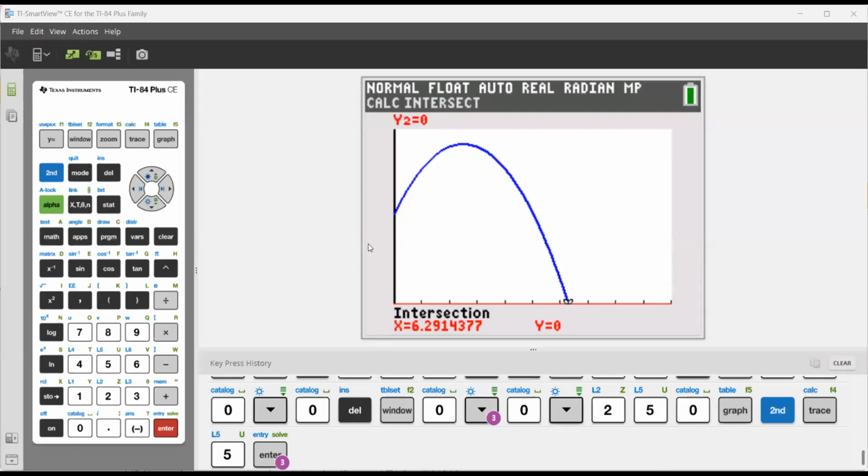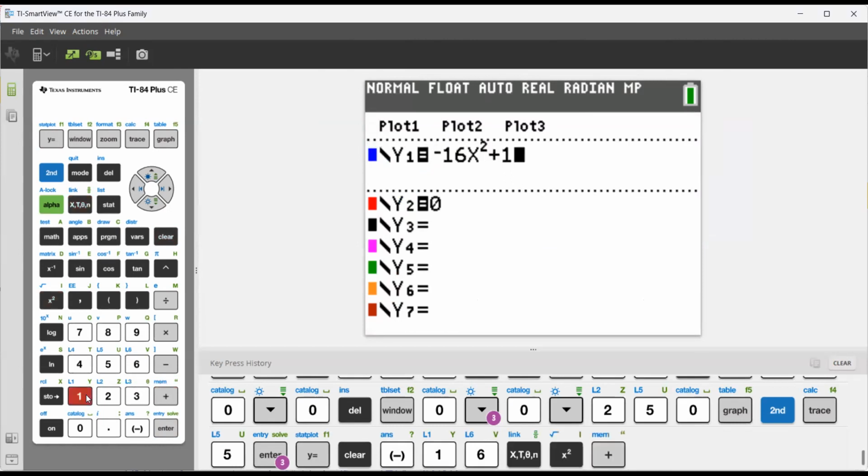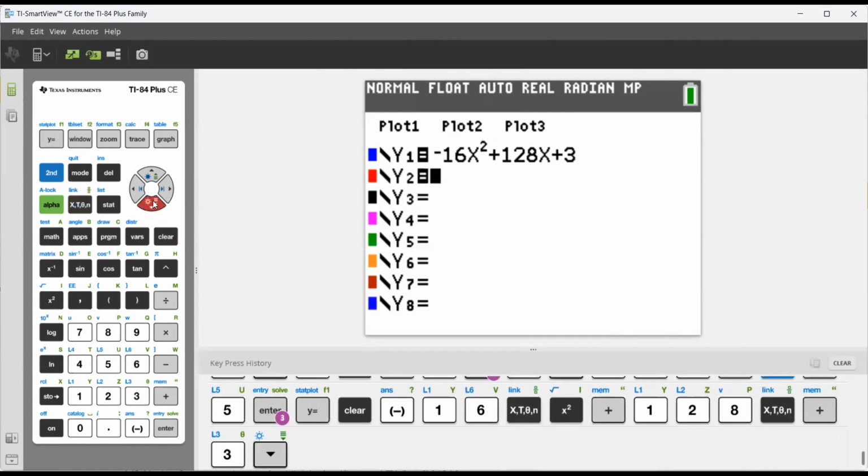So we go to y equals, and then what was the function? Again, it's going to be negative 16 t squared, so x squared, plus 128x plus 3. Because we're solving for the intercept, y2 should be equal to 0, right? Now let's go to graph.